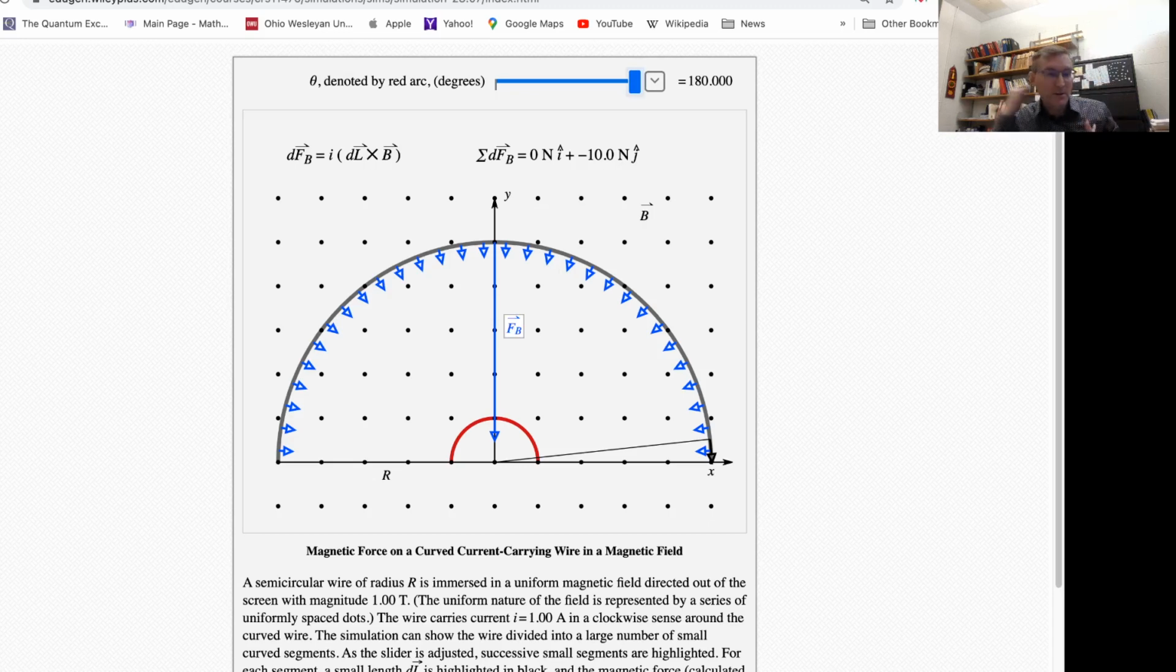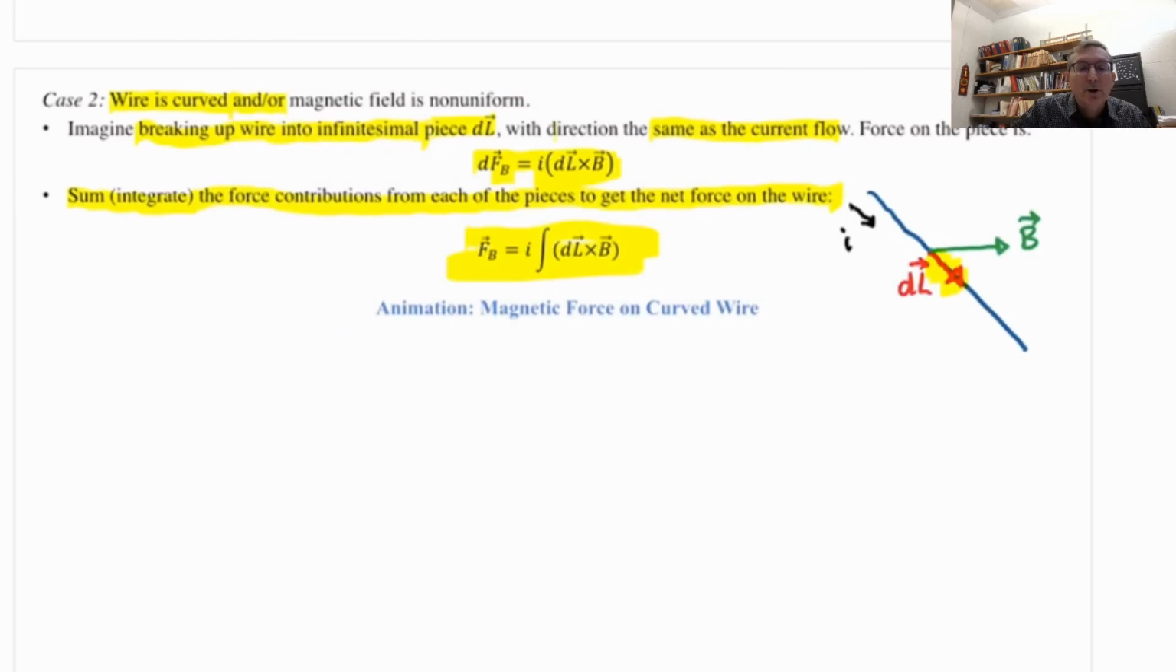Okay? So that's trying to represent to you how you would have to do the integral, right? Integral just means sum up a bunch of infinitesimals. So let me go back to my notes screen.